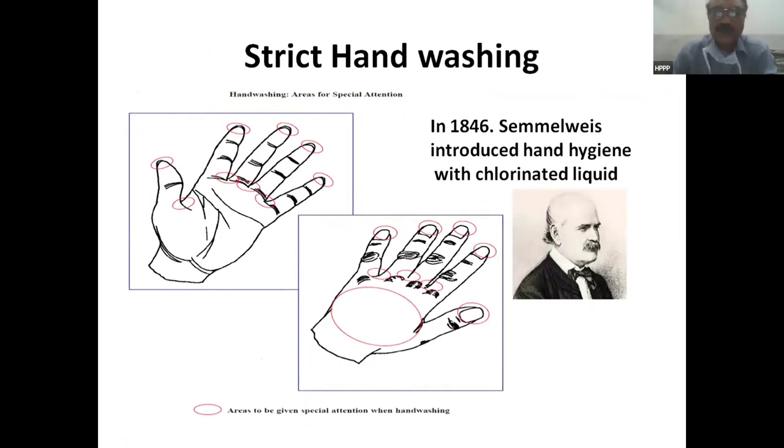Hand washing, you all know, this concept goes way back to 1846. Semmelweis introduced the concept of hand hygiene with chlorinated liquid, and he was called the savior of mothers, as he first used it to minimize puerperal sepsis. And this diagram depicts the areas which are more contaminated or left out even after improper hand washing. These are usually the webs, fingertips, and knuckles. These are the areas which are usually missed.